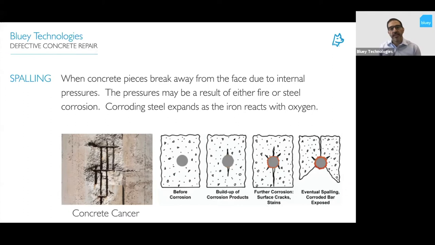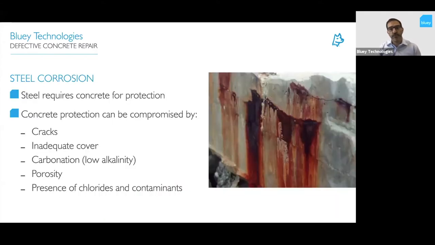And by then it's usually too late to try and prevent the corrosion occurring. We're now dealing with a whole new problem because it wasn't addressed early enough. Steel corrosion, which is part of that process, can occur because the concrete isn't providing enough protection to the steel.